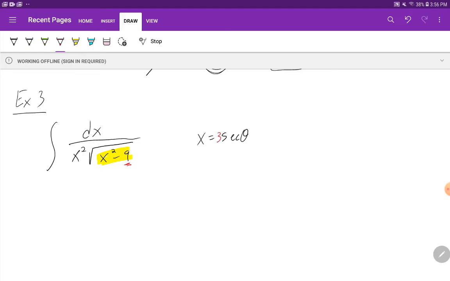That's kind of unoriginal. All right, whatever. So this one's going to be x = 3 secant theta. Let's derive this thing since we know we're going to need it. So dx becomes 3 secant theta tan theta d theta. And let's boogie. Let's see how this works out.